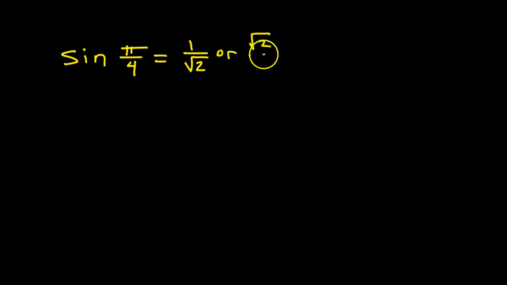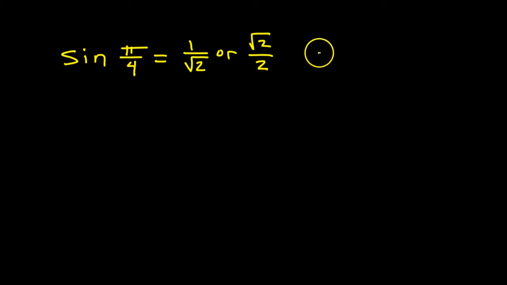So, pop quiz. Let's see if you know the three key facts or not. The first key fact is, what is the sine of pi over 4? Do you know that? The sine of pi over 4 is 1 over radical 2, which is the same thing as radical 2 over 2. You have to have that memorized. No two ways about it.